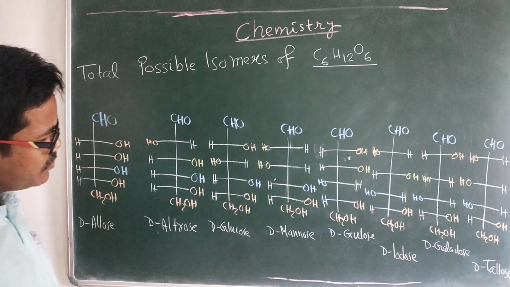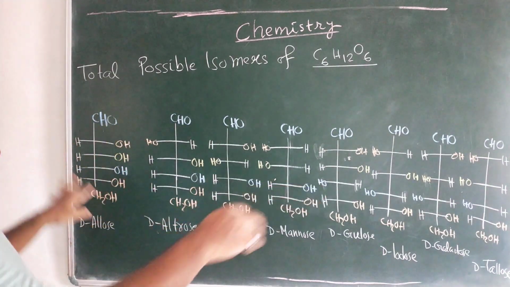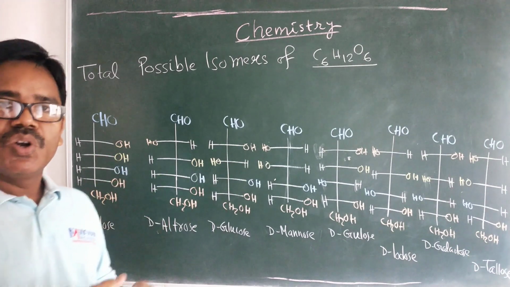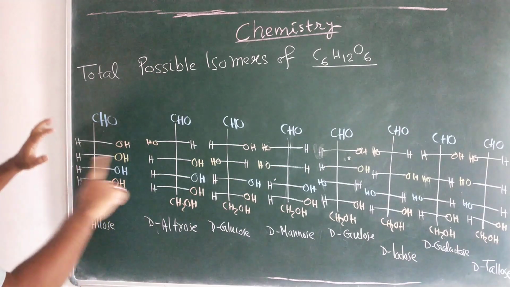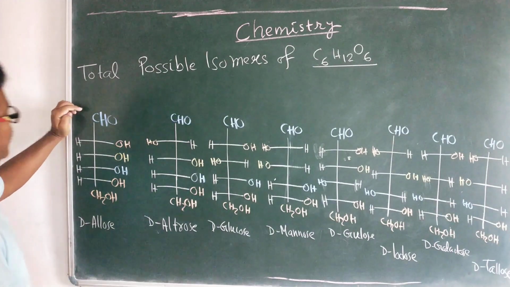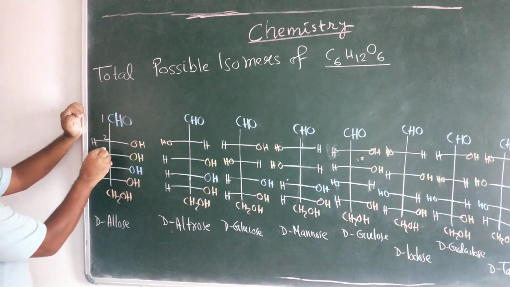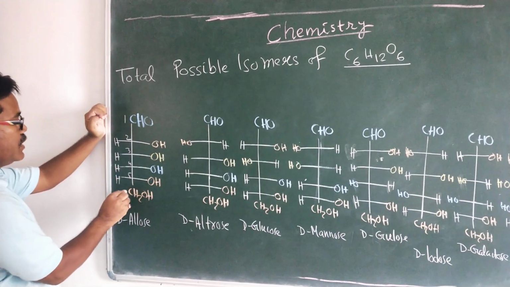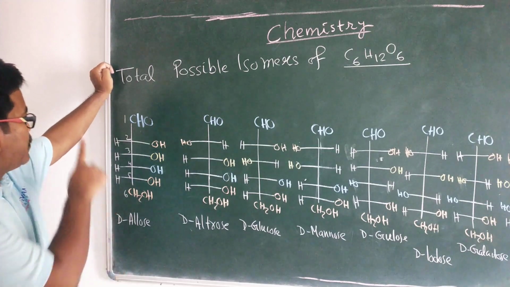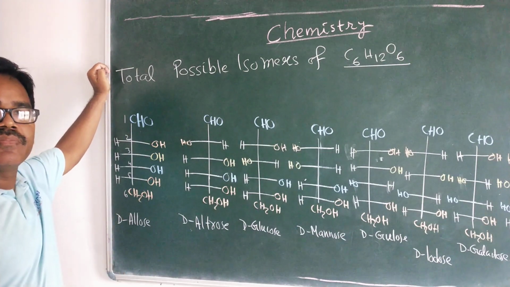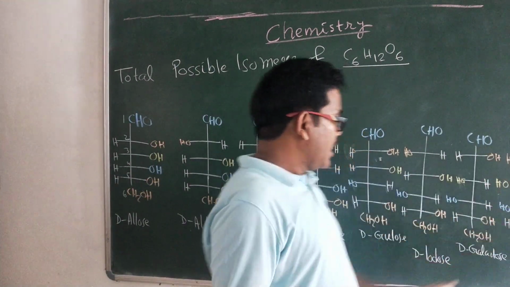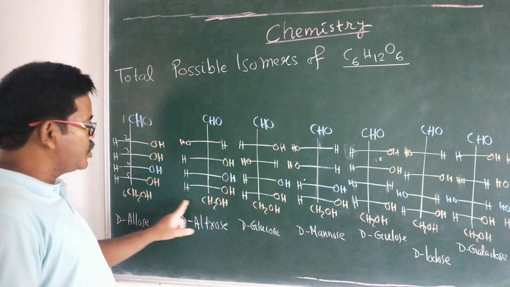If you observe the structures minutely, I suppose you can see some pattern. What is the pattern? In all the cases, the functional group is CHO. This is carbon number 1, carbon number 2, carbon number 3, carbon number 4, carbon number 5, and this is carbon number 6. In all 8 structures, carbon number 1 is CHO and carbon number 6 is CH2OH, the same in all cases.